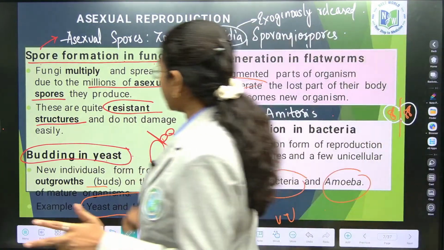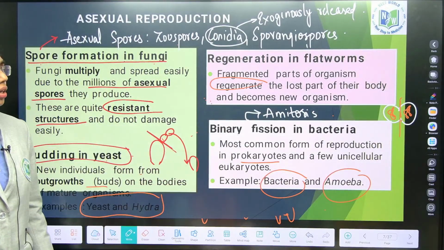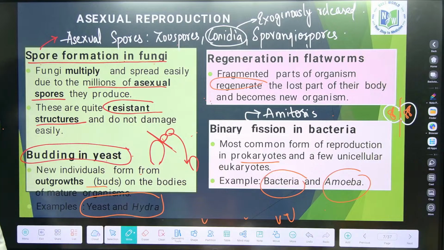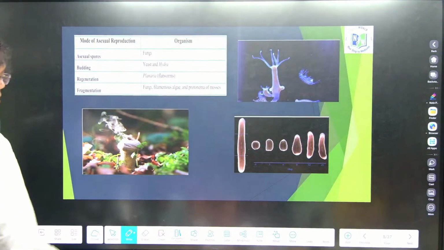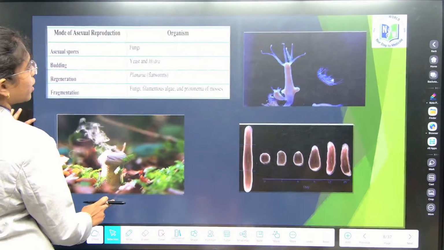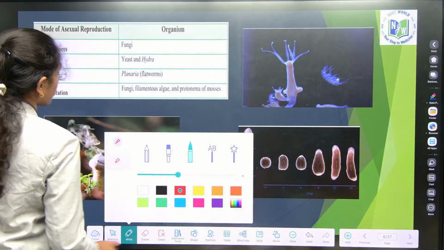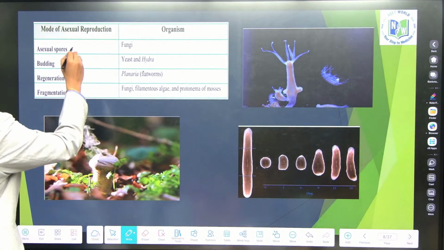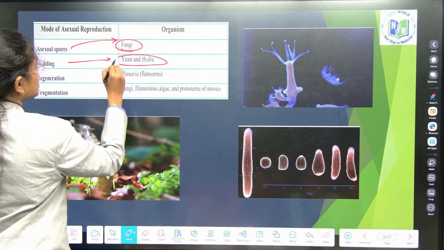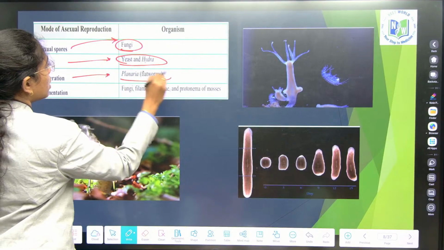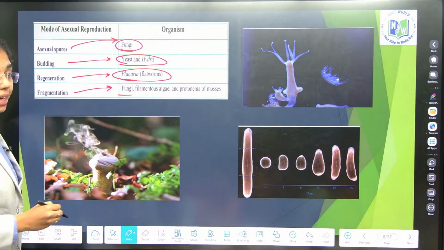Budding occurs in yeast and hydra. Binary fission? Got it? Next. So, here you see different modes of asexual reproduction. Asexual spores are seen in fungi. Budding is occurring in yeast and hydra. Regeneration, planaria and flatworms. Fragmentation seen in fungi.